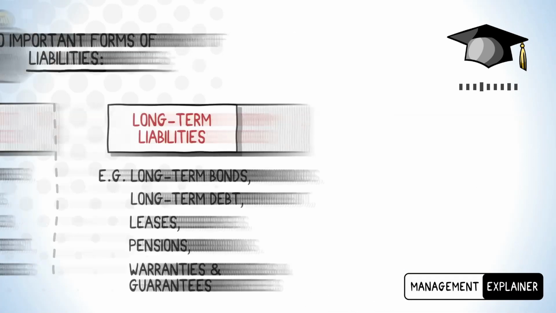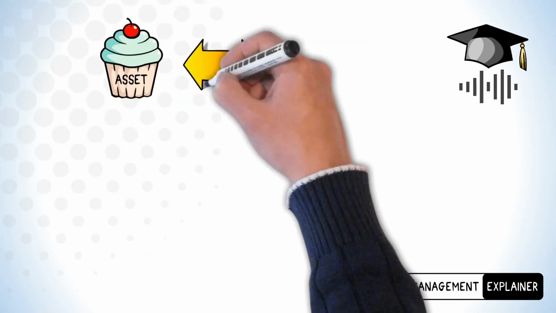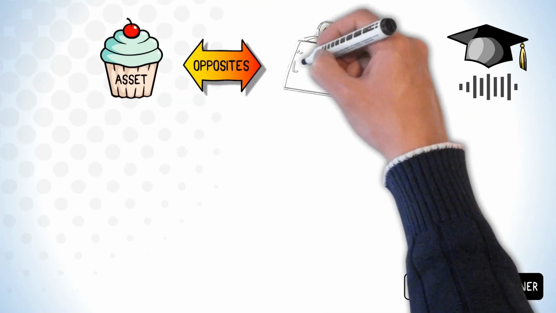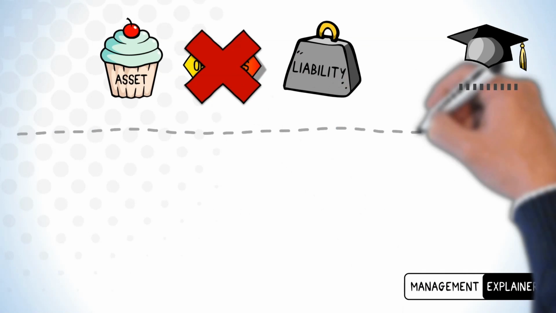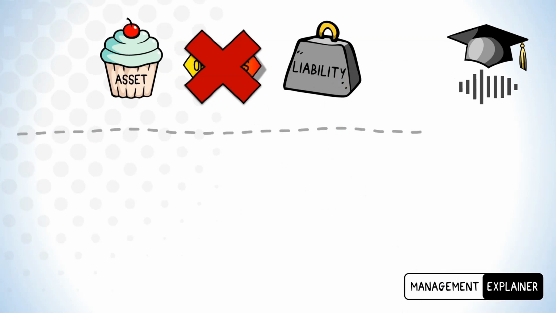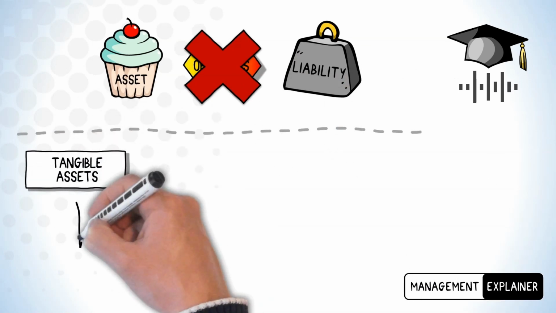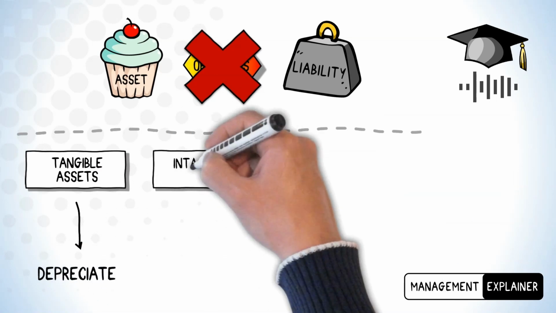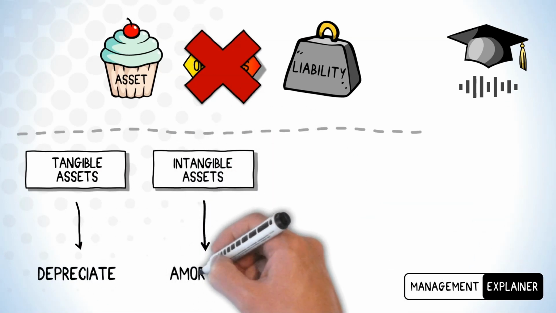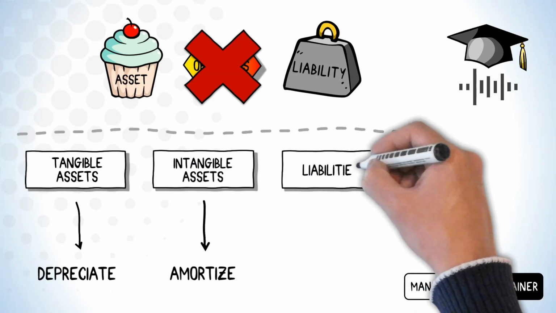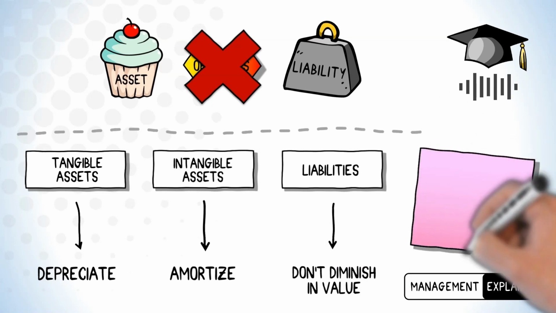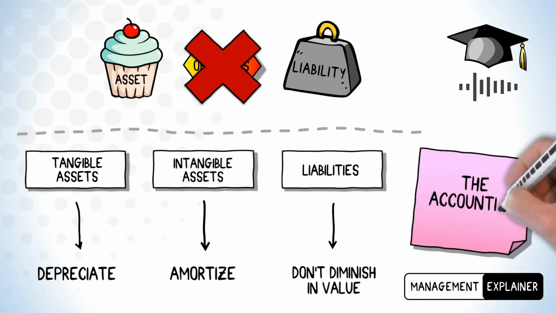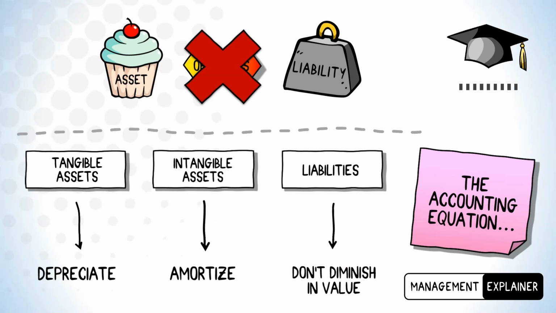So, are assets and liabilities opposites then, as many people think? Well, in some way, yes. In some other ways, the ideas are different. This leads us to some other really exciting concepts, such as depreciation and amortization. The simple rule is that tangible assets depreciate, intangible assets amortize, and liabilities don't diminish in value at all. I could torture you with definitions of these terms as well, or talk about the accounting equation which brings together the ideas of assets and liabilities, but I think we better leave that for another video.